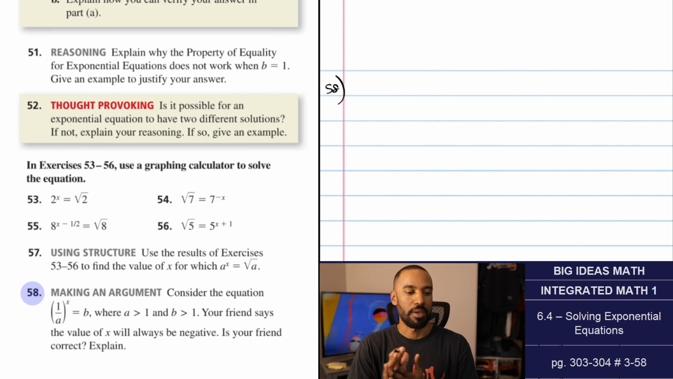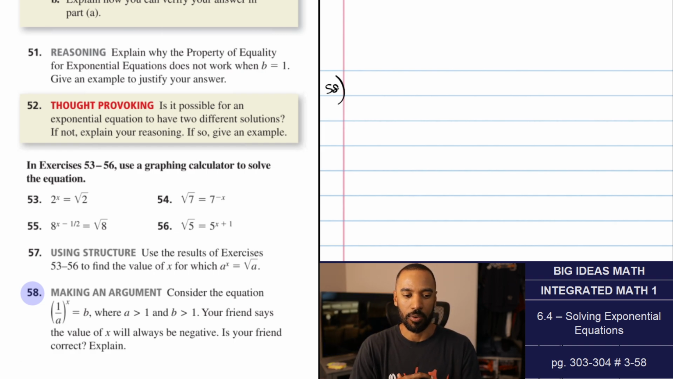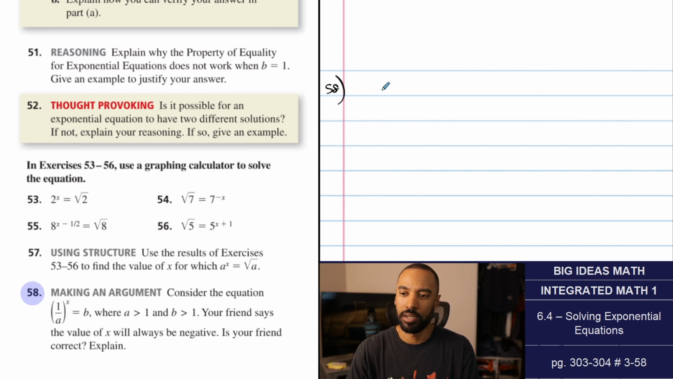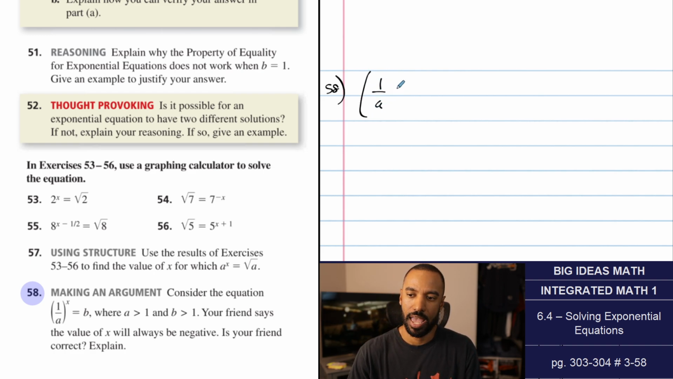All right, last question. Making an argument. Consider the equation 1 over a to the x power equals b, where a is more than 1 and b is more than 1. Your friend says the value of x will always be negative. Is your friend correct? Explain. I believe your friend is correct here, yes. 1 over a to the x power equals b. A is greater than 1 and b is greater than 1.